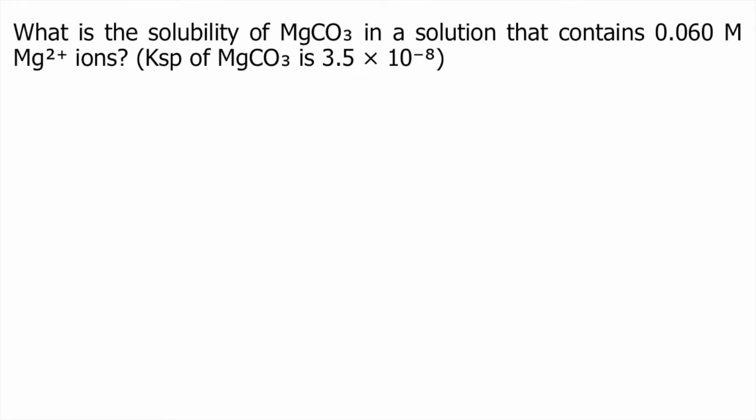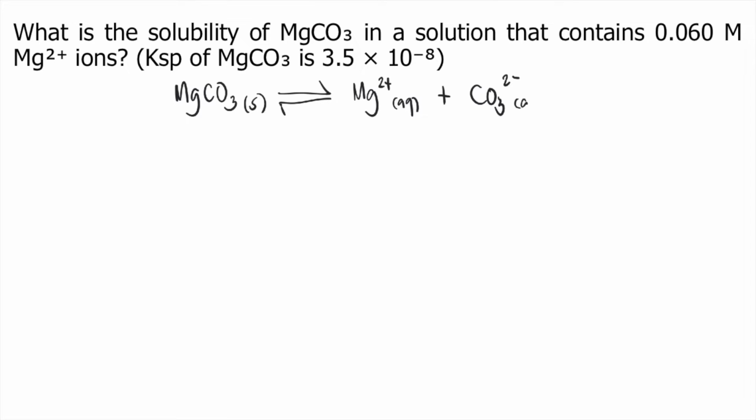Since this is a solubility equilibrium problem, the first thing you need to do is write the dissociation of magnesium carbonate. That's a solid, and it will dissociate into its ions. We have Mg²⁺ and carbonate anion, that's also aqueous. Now that we have the equilibrium reaction, we construct our ICE table.